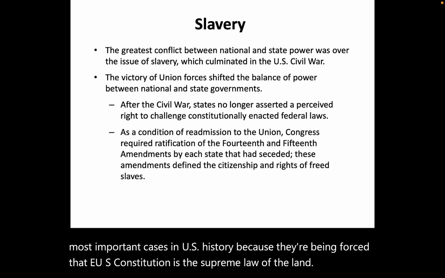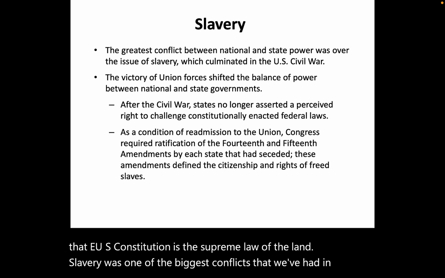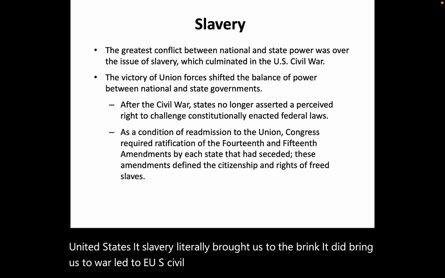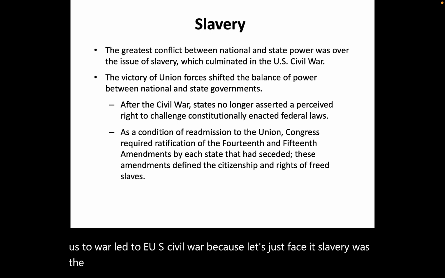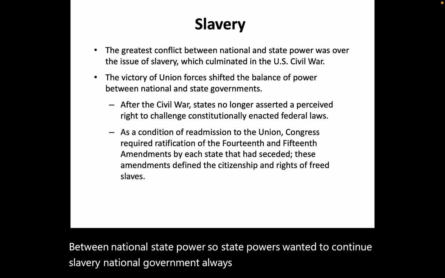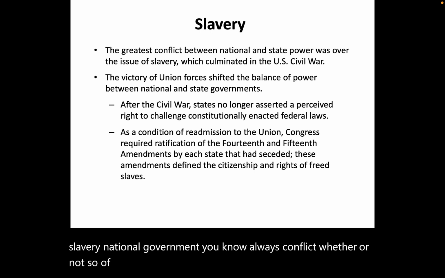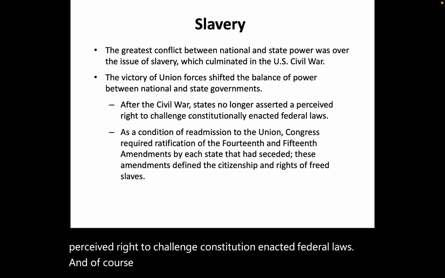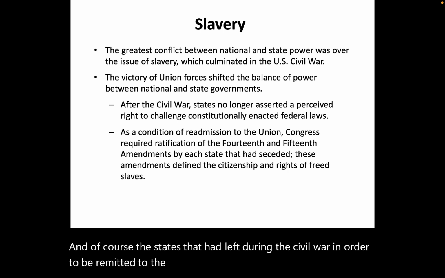Slavery was one of the biggest conflicts that we've had in the United States. Slavery literally brought us to the brink. It did bring us to war, led to the U.S. Civil War. Because let's just face it, slavery was the biggest issue between national and state powers. State powers wanted to continue slavery, while the national government was always in conflict with that. After the Civil War, states no longer asserted a perceived right to challenge the Constitution and enacted federal laws. And the states that had left during the Civil War, in order to be readmitted to the Union, Congress ratified the 14th and 15th Amendments.